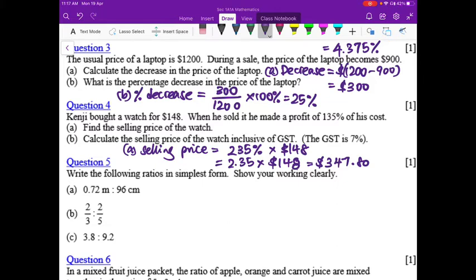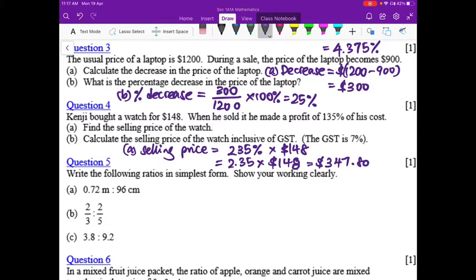If you double the price, 148, you get close to 300, right? But it's even more than that. Alright, 296. But he sold it for much more. Okay? That's what happened over here.